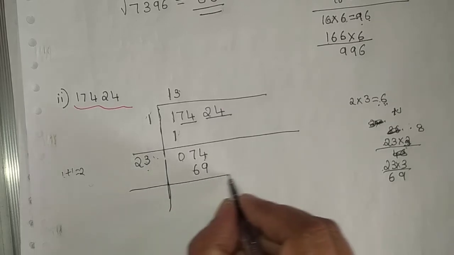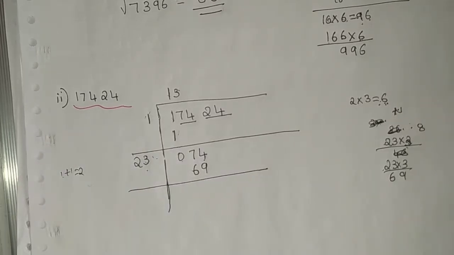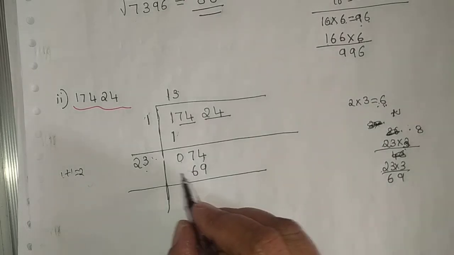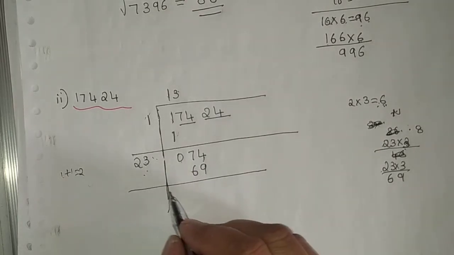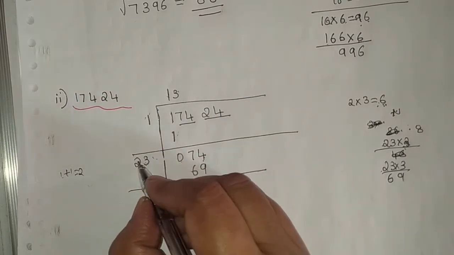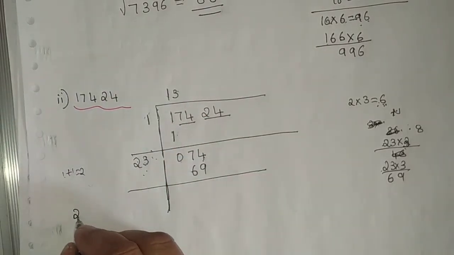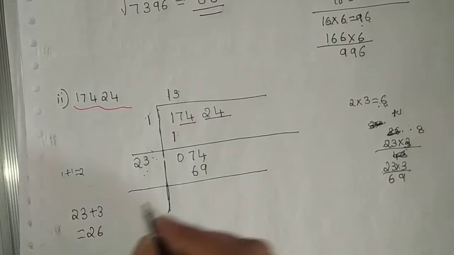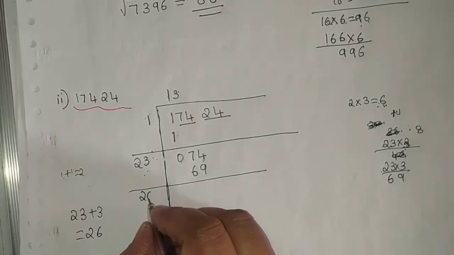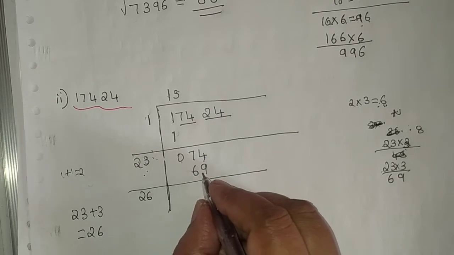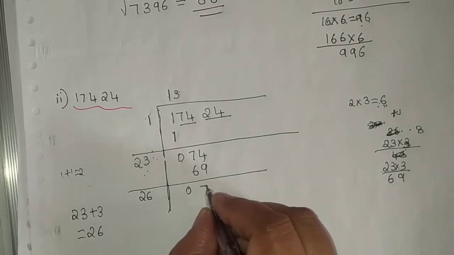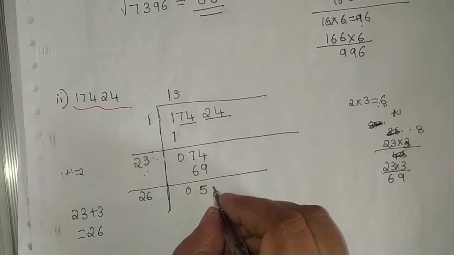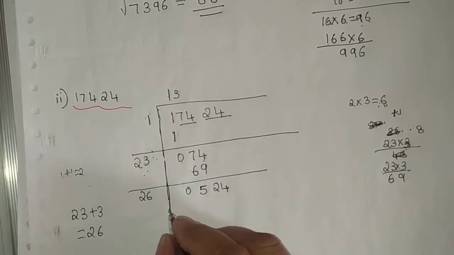Next step is to add these two, that is 23 should be added to 3. 23 plus 3 will become 26. So write down here 26. Now minus this we get 0, 5 we get here. Then the other two numbers are there, bring them down.